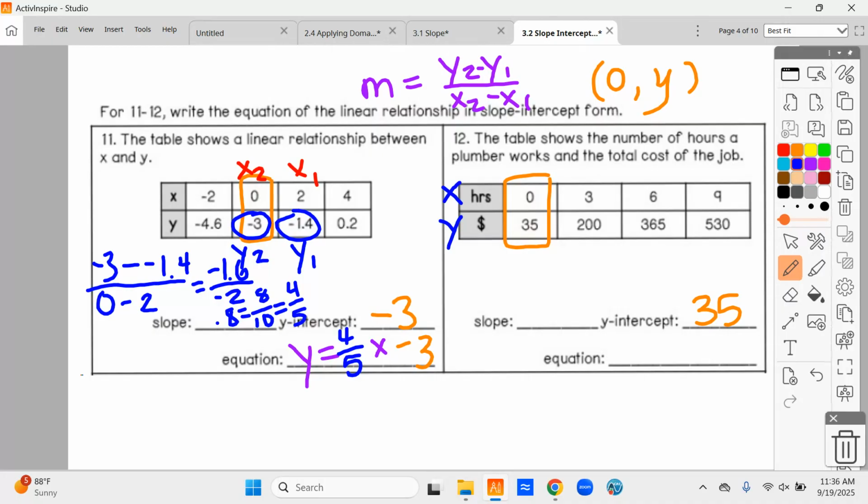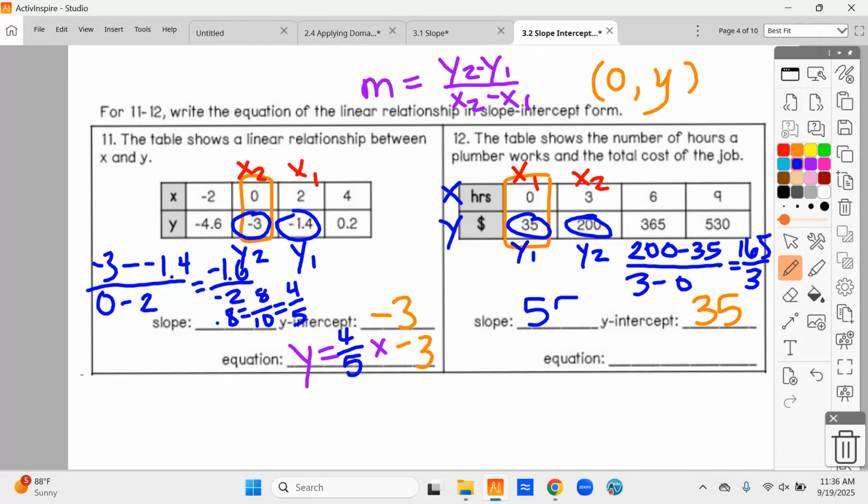Same with the next one. I'm just going to choose these, but I'm going to do this one as y2 and y1, and this one as x2 and x1. So I'm going to do 200 minus 35 over 3 minus 0. That's easy, right? And 200 minus 35 is 165. If you do 165 divided by 3, you get 55. So my equation is y equals 55x plus 35.